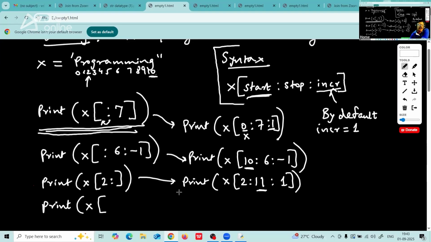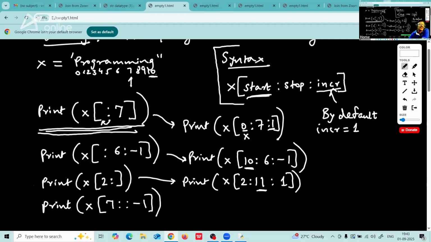Okay. Now, what if I give print X square bracket, and again give start as 7 colon, I'm not giving stop, but I will give -1 as the increment. Now think. I will give you some 30 seconds to think about this. 7 means I definitely want to start slicing from 7. Somebody has answered, I think, as usual. Pranay, I am coming to your question.